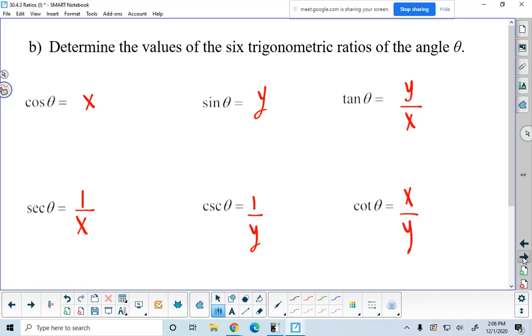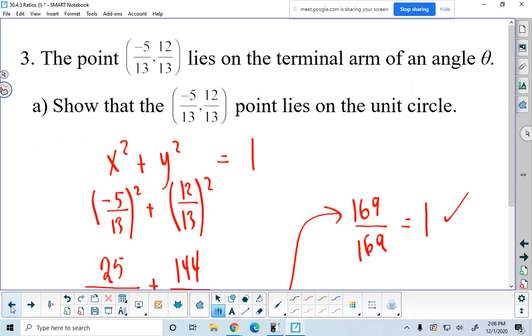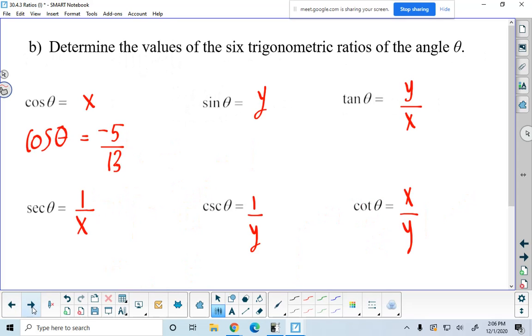So really, in this question, all we have to do for the cosine is write the x coordinate. Cosine of the angle, I better just look, is negative 5/13. It's the x coordinate. Sine of the angle is 12/13. It's the y coordinate. This is what I meant earlier when I said there's not a lot of difficult math involved in this, there's just a lot of details and examples.